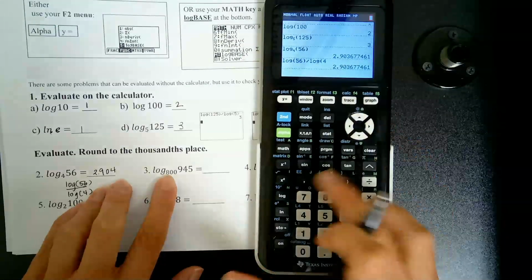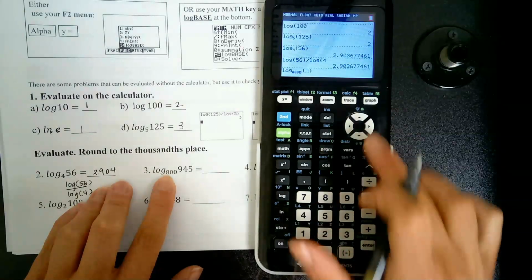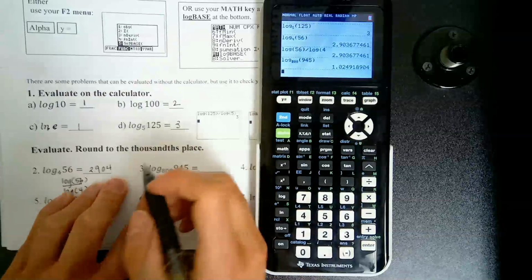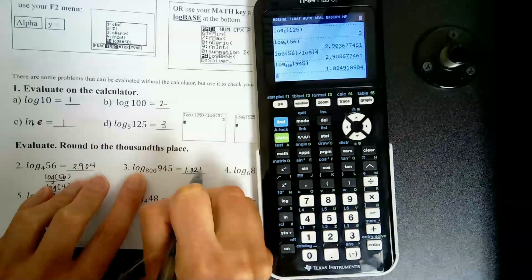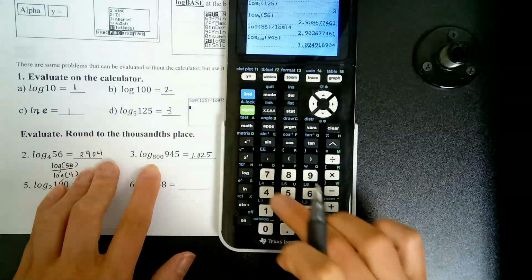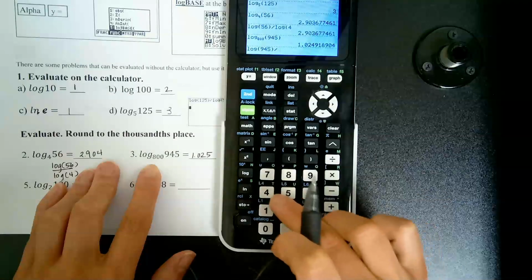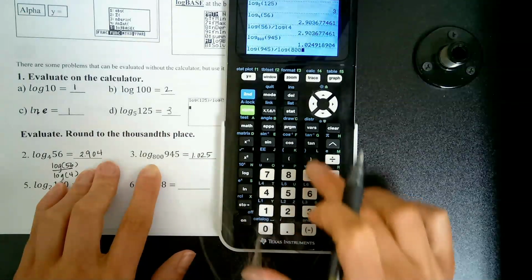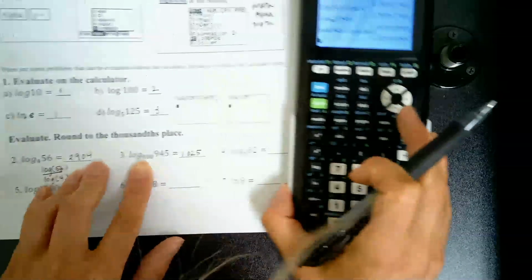Okay, and so here I can do math alpha math, type my 800, 945. I get 1.025. It's saying round to the nearest thousandth, so that's 3 decimal places. Or I could do the change of base, log 945 divided by common log of 800. And so remember, the base needs to be on bottom. Base stays in the base.